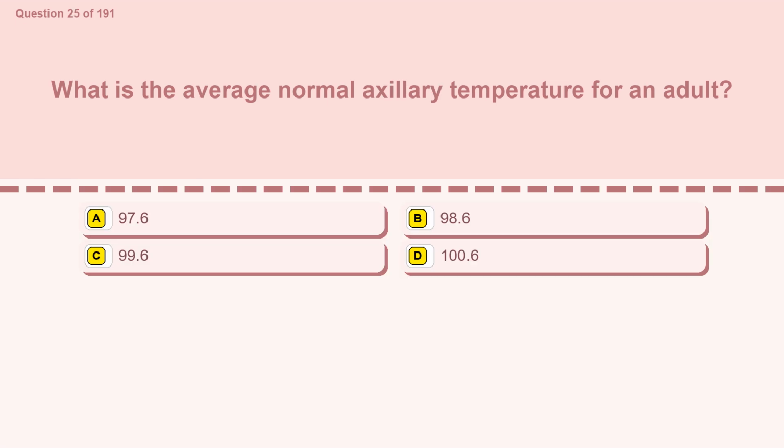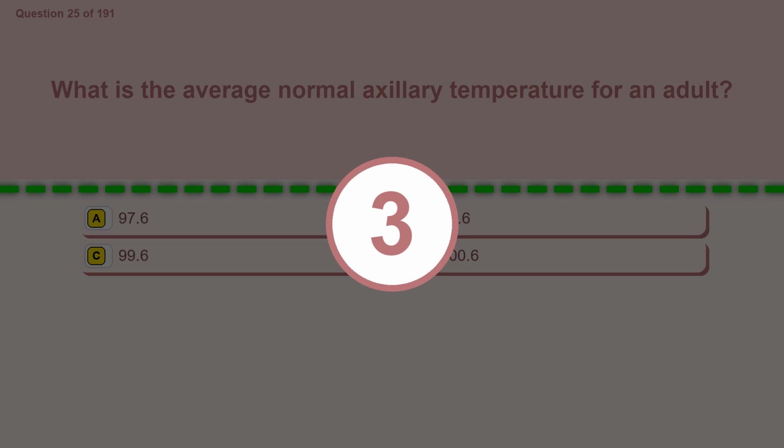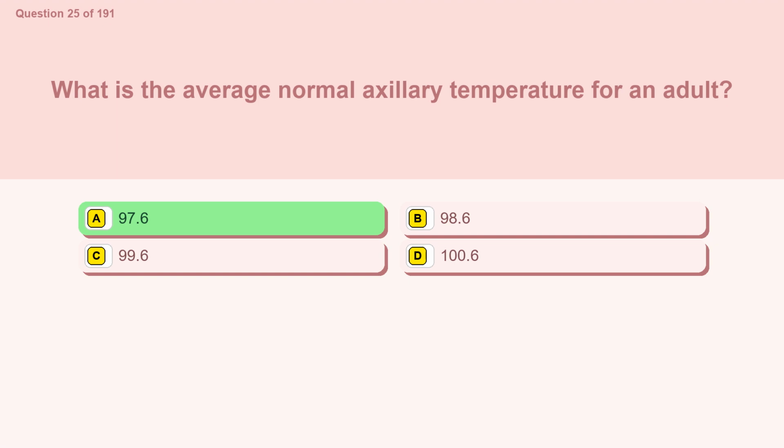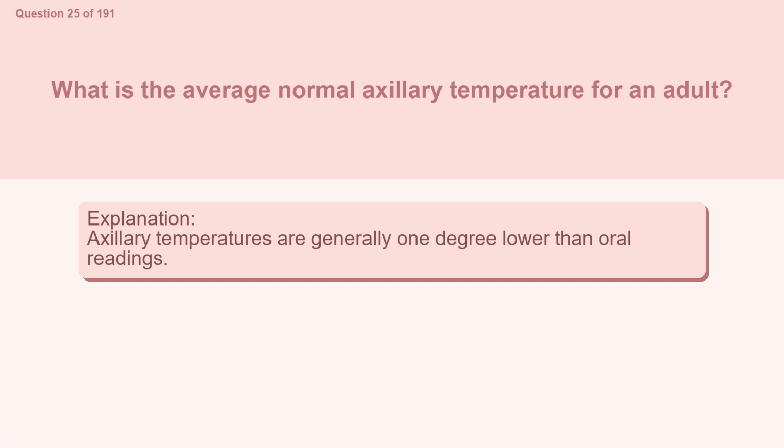Question 25. What is the average normal axillary temperature for an adult? Option A, 97.6. Option B, 98.6. Option C, 99.6. Option D, 100.6. The correct answer is option A, 97.6. Axillary temperatures are generally 1 degree lower than oral readings.